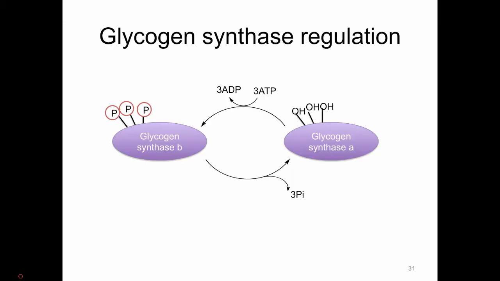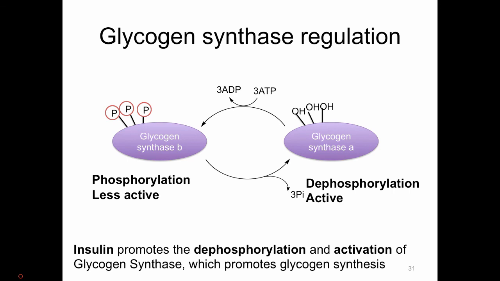Glycogen synthase, on the other hand, is oppositely regulated by phosphorylation. When glycogen synthase is phosphorylated, it's less active. So during the fasting state, glycogen synthase is phosphorylated, which then helps to downregulate glycogen synthesis, which then upregulates glycogenolysis. And insulin promotes the dephosphorylation and activation of glycogen synthase, which promotes glycogen synthesis.